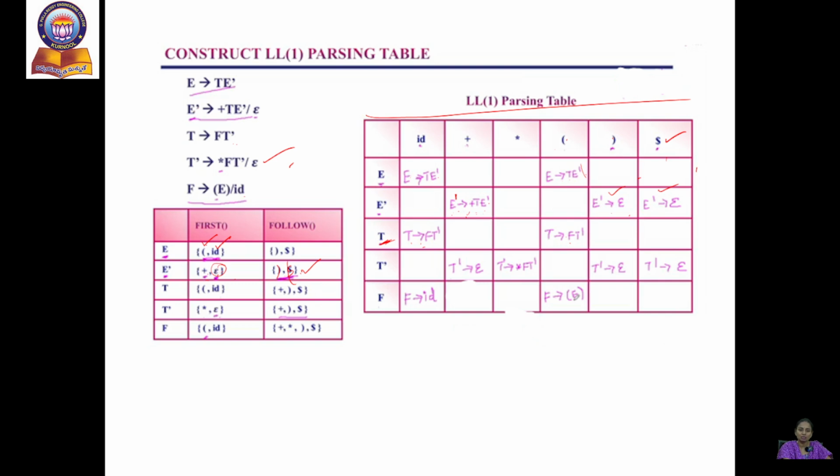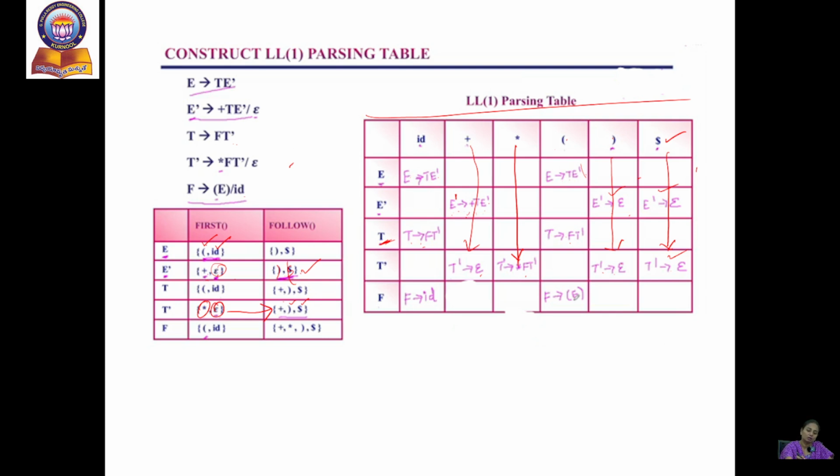Next, coming to the next production, that is T dash derives into FT dash and epsilon. Again here T dash has two productions, one is into FT dash and another one is epsilon. And in the first function, epsilon is there. So under the T dash row, T dash derives into FT dash will be written only under the into, and epsilon is there, so we are considering the follow function of that non-terminal. In the follow function we have plus, closed bracket and dollar. So under plus, closed bracket and dollar we should write another production of T dash, that is T dash derives epsilon.